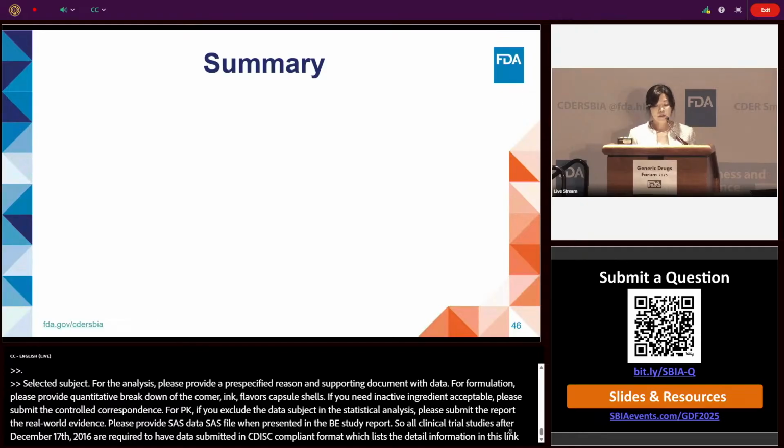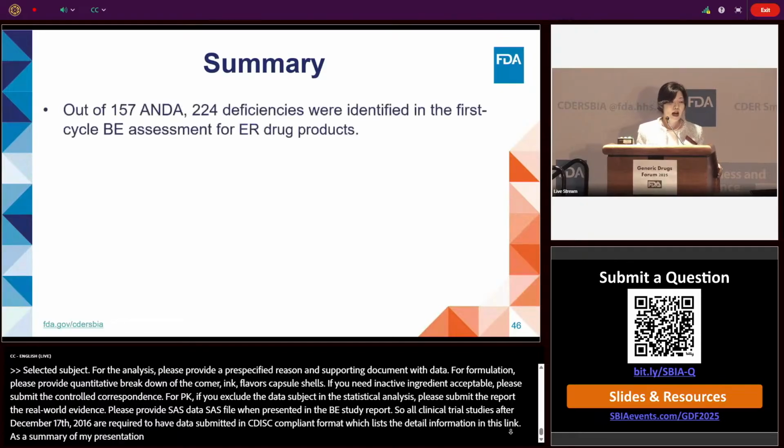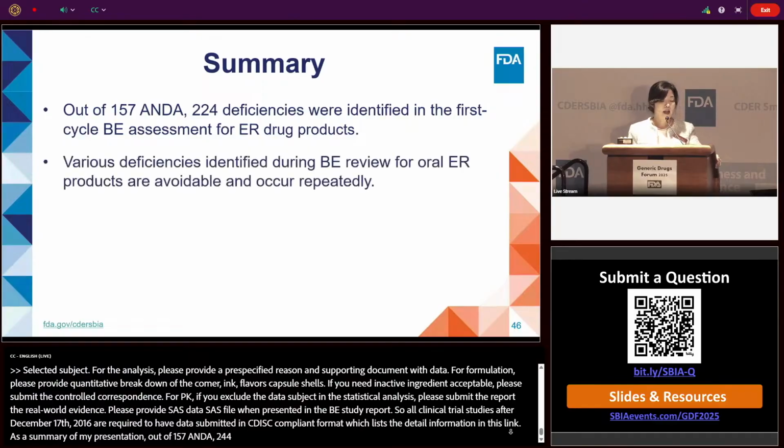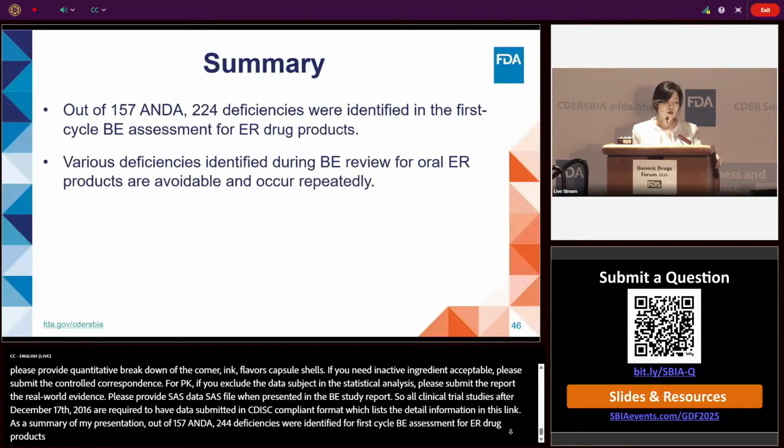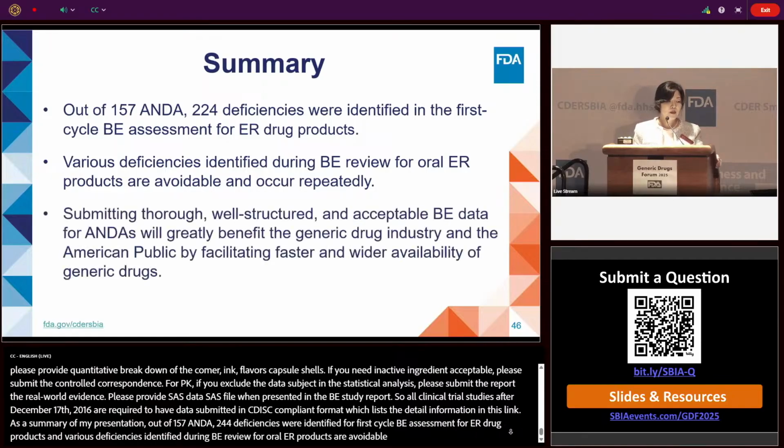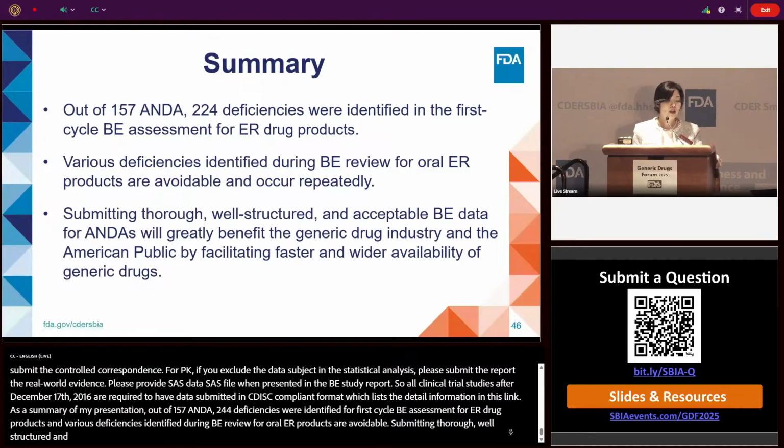As a summary of my presentation, out of 157 ANDAs, 224 deficiencies were identified in the first cycle BE assessment for ER drug product, and various deficiencies identified during BE review for oral ER product are avoidable. Submitting thorough, well-structured, and acceptable BE data for ANDA will greatly benefit generic drug industry and the American public by facilitating faster and wider availability of generic drugs.